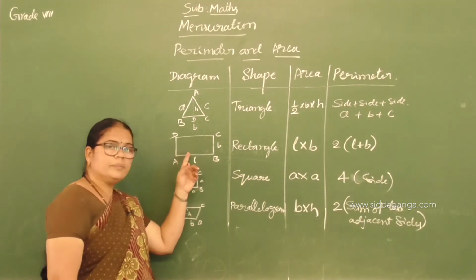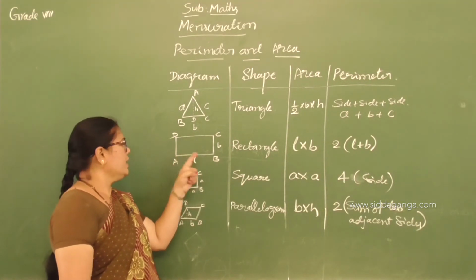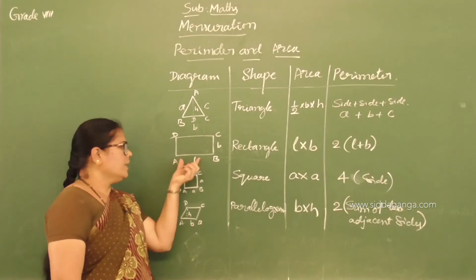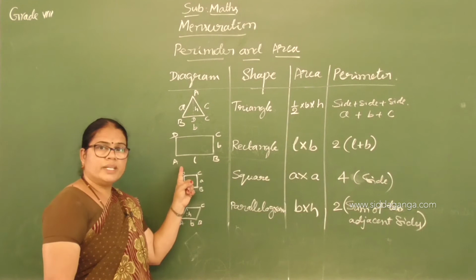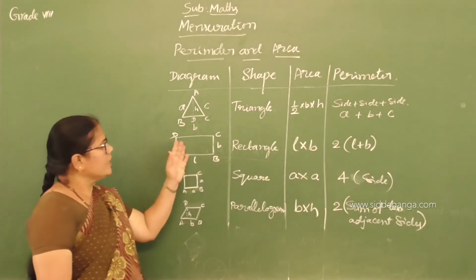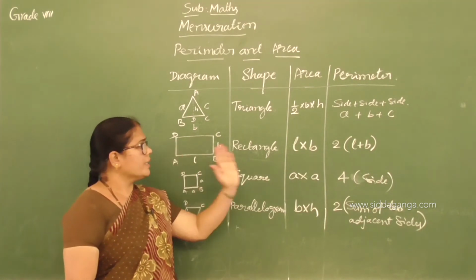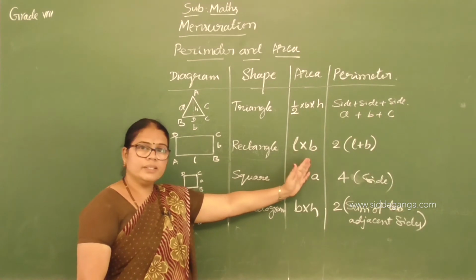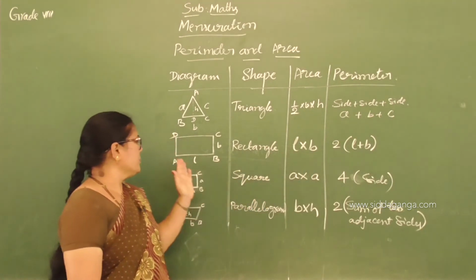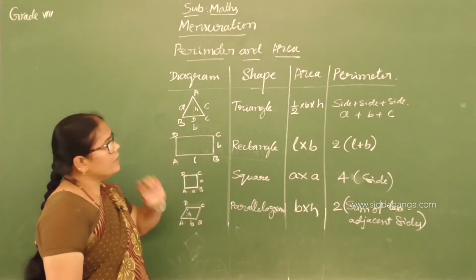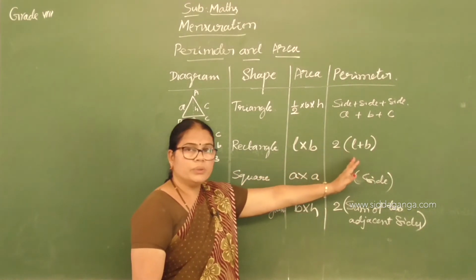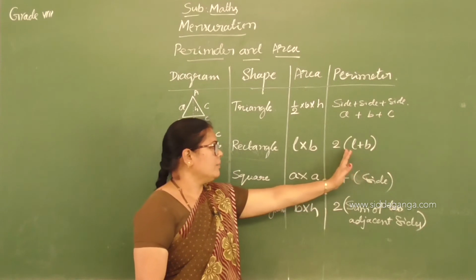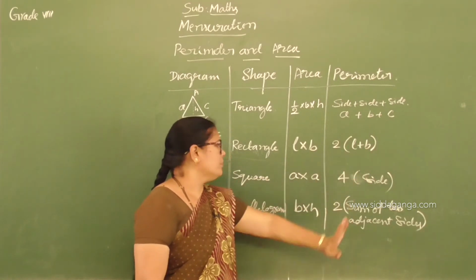I can take the rectangle. Here ABCD is a rectangle. AB is the length of the rectangle, BC is the breadth of the rectangle. What about the area of the rectangle? Area of the rectangle is equal to length into breadth. Next, perimeter of the rectangle. Perimeter of the rectangle is equal to 2 into (l plus b). l means length, b means breadth.